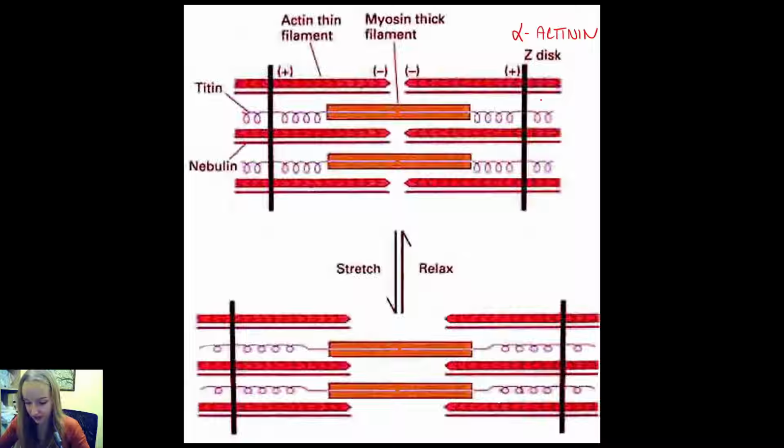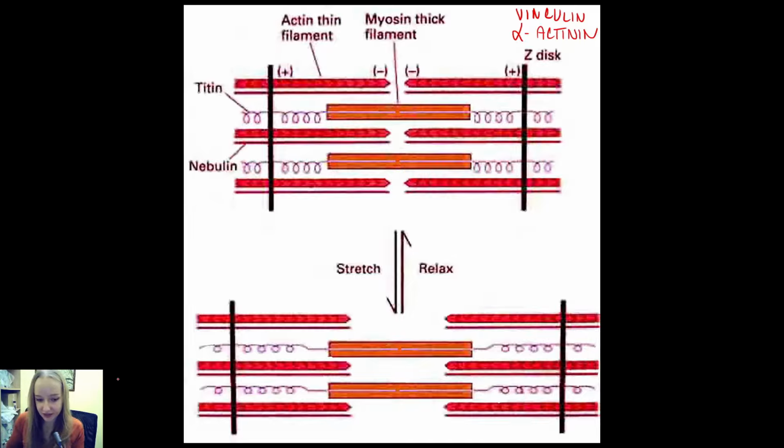So in the Z line, there is alpha actinin, and also desmin, which is interconnecting myofibrils, and also vinculin. You should know vinculin. These two, you should know these two: alpha actinin and vinculin, which connect these thin filaments to the Z line.